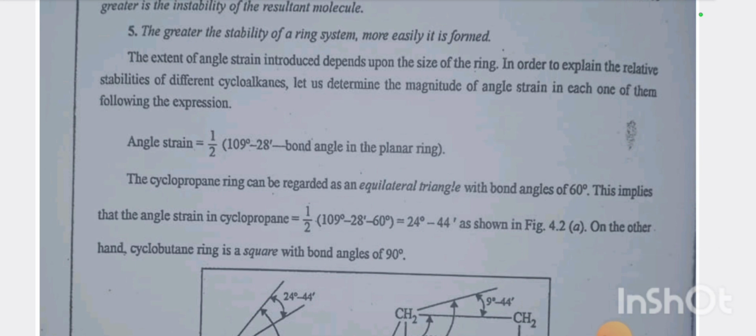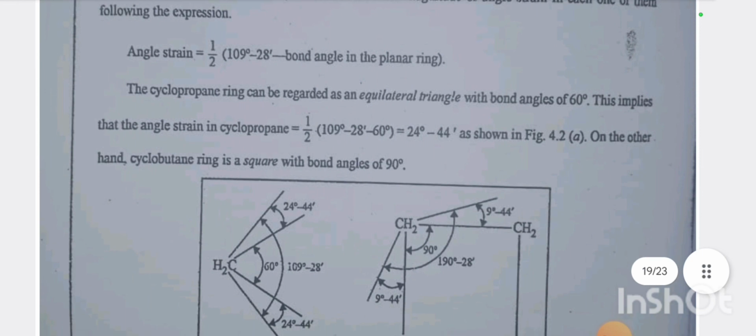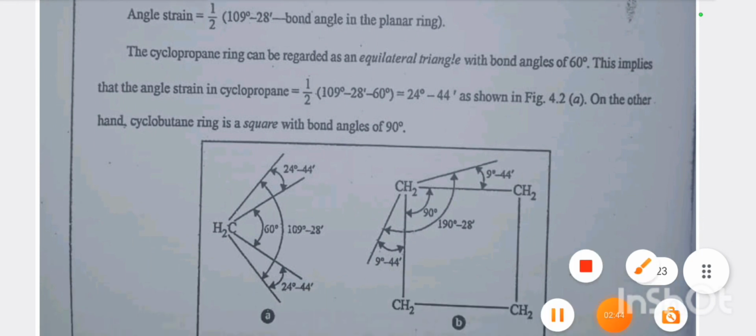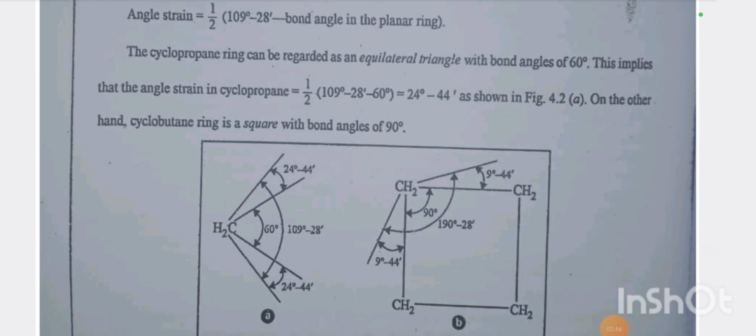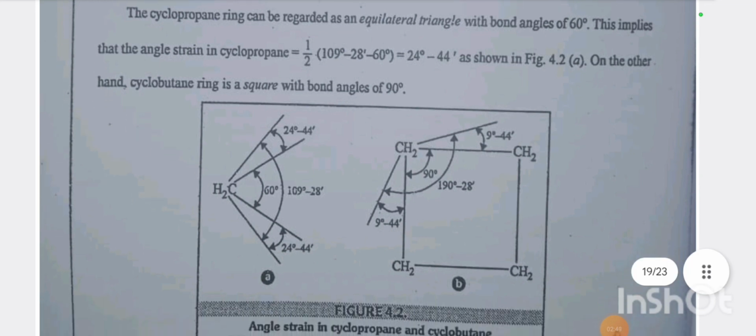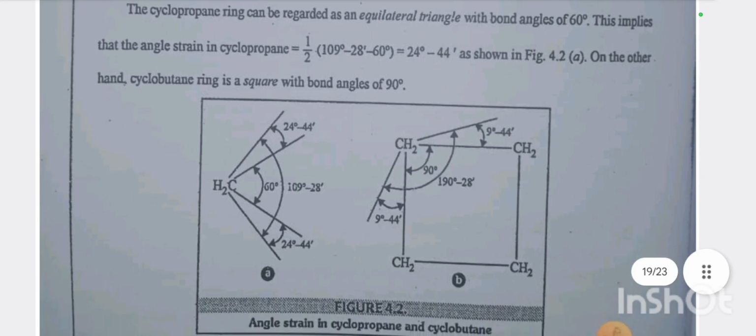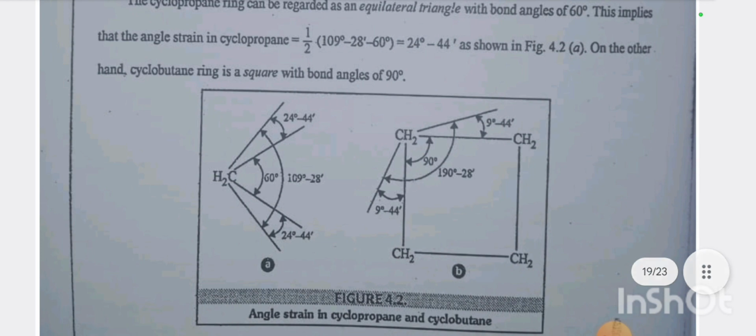In order to explain the relative stabilities of different cycloalkanes, let us determine the magnitude of angle strain in each of them using the following expression. Angle strain equals half of (109 degree 28 minute minus the bond angle in the planar ring). The cyclopropane ring can be regarded as an equilateral triangle with bond angles of 60 degree. This implies that the angle strain in cyclopropane is half of (109 28 minus 60), which is 24 degree 44 minute. Therefore, the angle strain in cyclobutane.